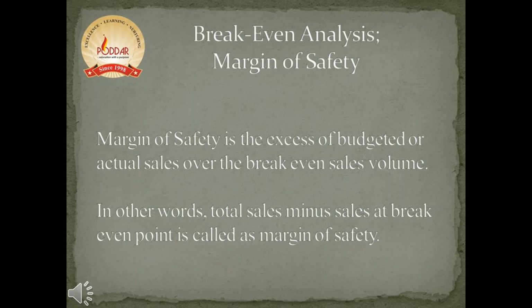The last method in break-even analysis is margin of safety. Margin of safety in break-even analysis is the excess of budgeted or actual sales over the break-even sales volume. In other words, we can say total sales minus sales at break-even point is called margin of safety.